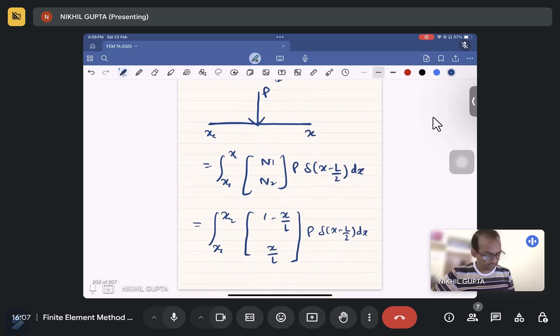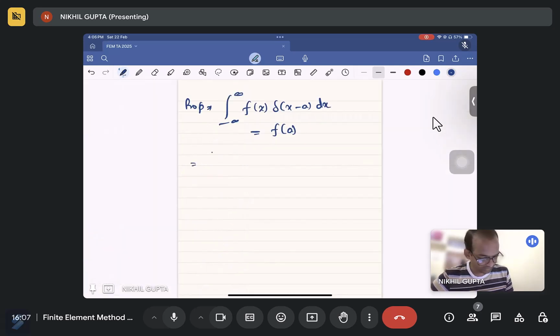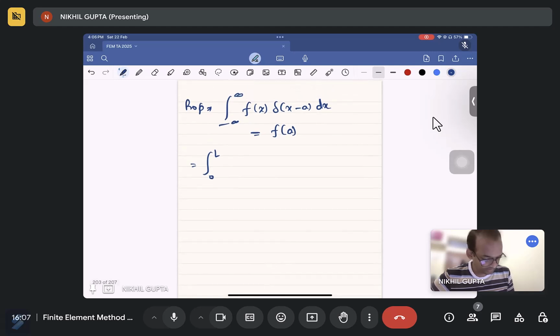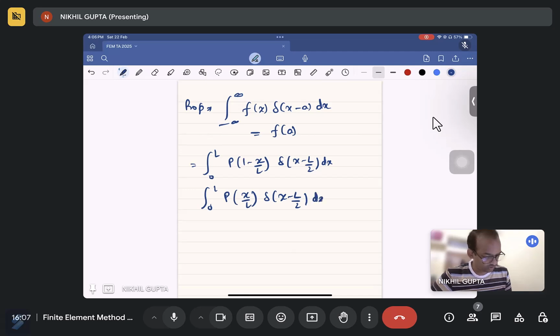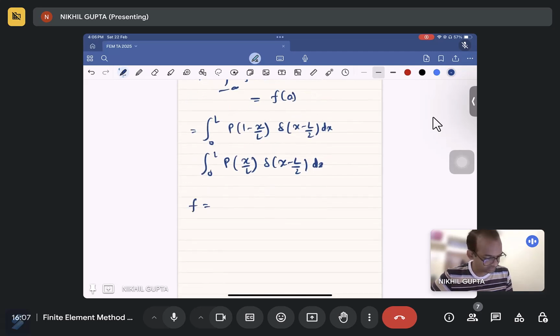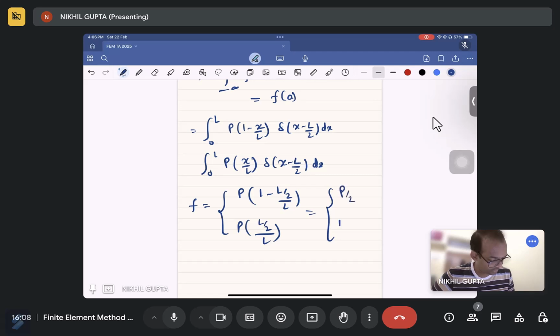So while solving this, what integration will you get? You will get one integration from 0 to L of p (1 minus x by L) delta (x minus L by 2) dx. Another will be from 0 to L of p (x by L) delta (x minus L by 2) dx. So without solving, you can write f as p (1 minus L by 2 by L) and p (L by 2 by L). So it will become p by 2 and p by 2.